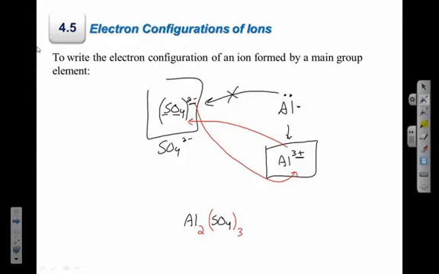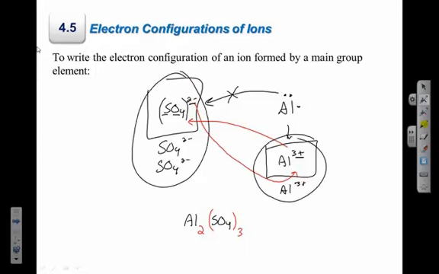Now I've got 4 negatives and only 3 positives, so I need more positives. So I'll bring in another aluminum. But now I've got 6 positives and only 4 negatives, so I'll bring in more negative. So now I've got 6 negatives and 6 positives. That's when it's balanced. So that tells me why I need 2 aluminums and 3 of the SO4 units. Questions about that?